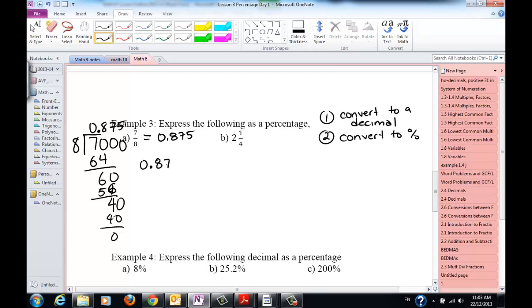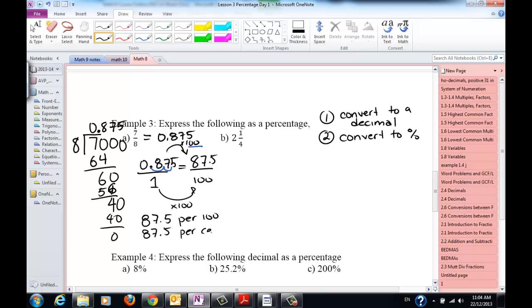Okay, well, let's do what we did in the last one. Now that I have a decimal, remember that any number can be written over 1. So all I'm doing is I'm multiplying this by 100. And if I multiply by 100, we're moving it over 2 decimals because of the 2 zeros. So I get 87.5. So that means that I have 87.5 per 100, or 87.5%.